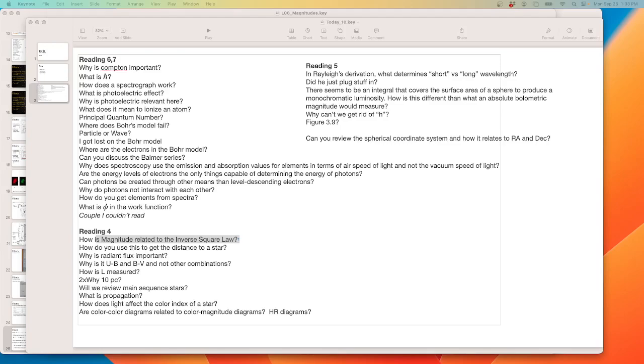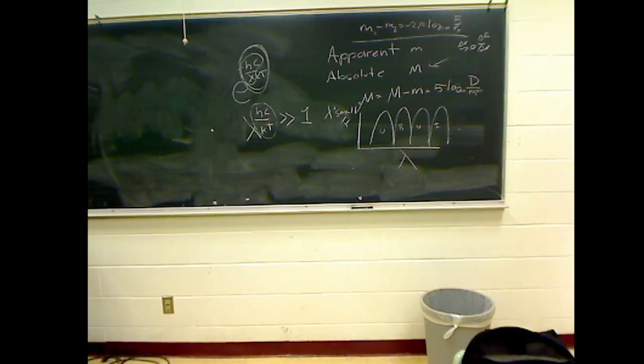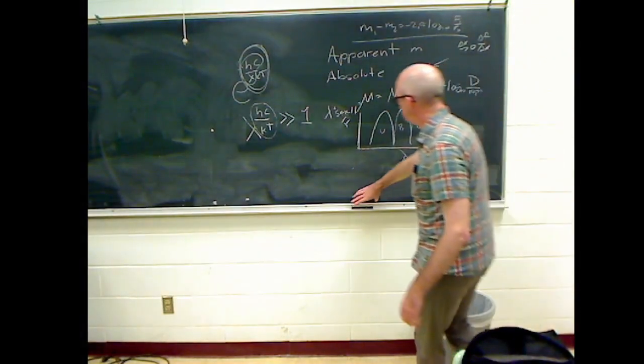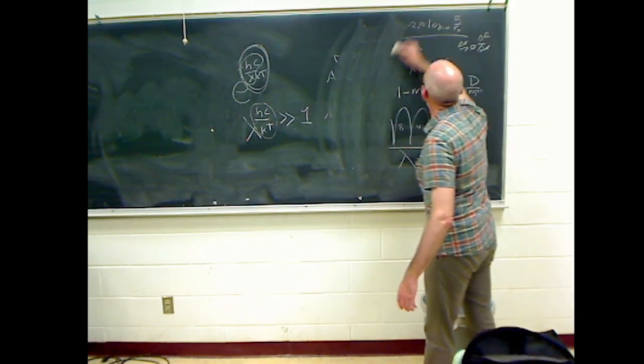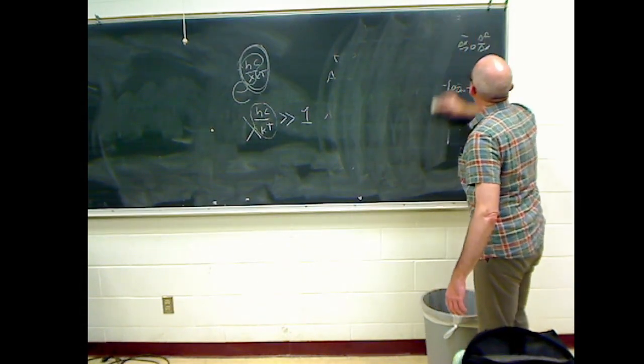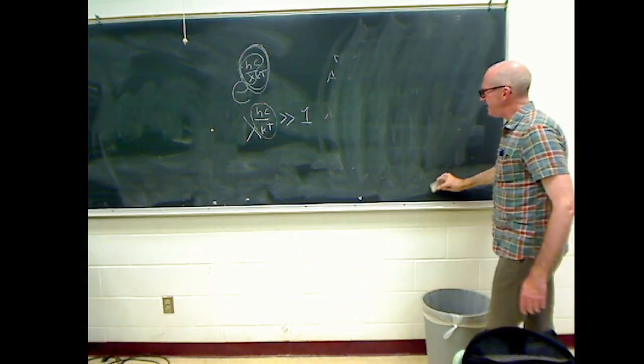Let's see. There's an integral that gives us the monochromatic luminosity. How is that different from the bolometric luminosity? So the monochromatic luminosity that the book defines, he gets it this way. I say he, but it's a they, as in two people, not one person. But I'm going to continue using he because it's easier that way.